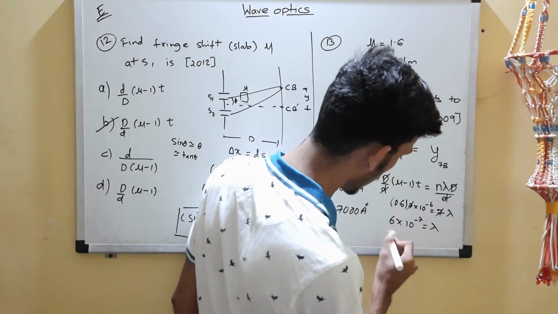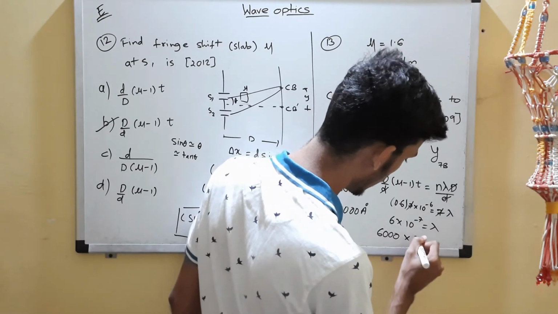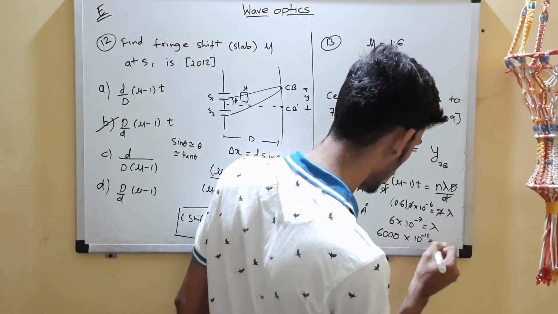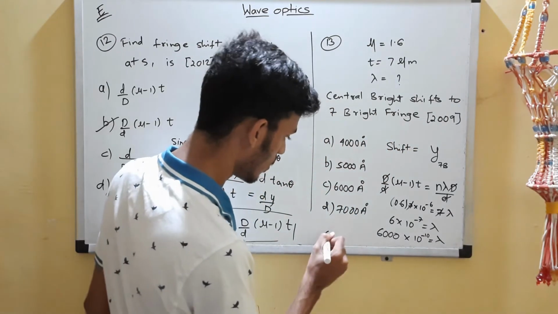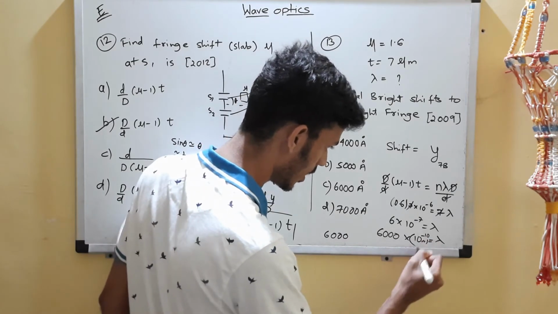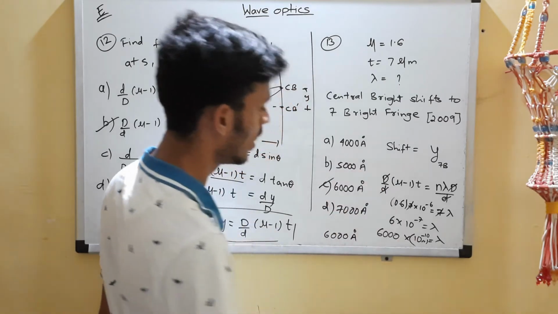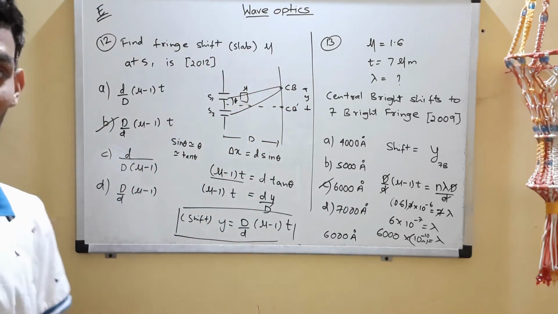You can multiply by 1000, so that will become 6000, and you multiply with 10 to the power minus 3 to balance, so that becomes this in meters. So it is basically 6000, and 10 to the power minus 10 meters is an angstrom. So option C, 6000 angstroms, is the correct choice over here.